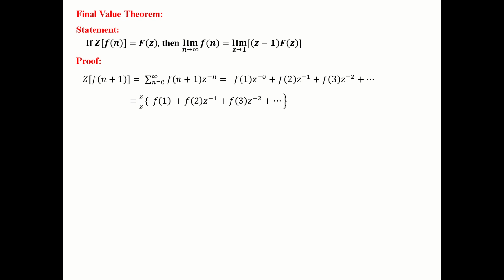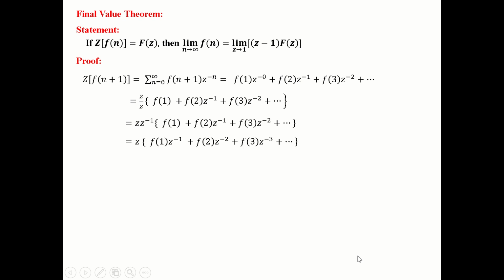Now multiply by Z and divide by Z. So you will get f of 1 as the first term, plus f of 2 Z power minus 1 as the second term, plus f of 3 Z power minus 2, plus etc. Taking that denominator Z to the numerator, and taking that Z power minus 1 inside the bracket, you will get Z into f of 1 into Z power minus 1, then f of 2 into Z power minus 1 into Z power minus 1, Z power minus 2, plus f of 3 into Z power minus 1 into Z power minus 2, you will get Z power minus 3, plus etc.